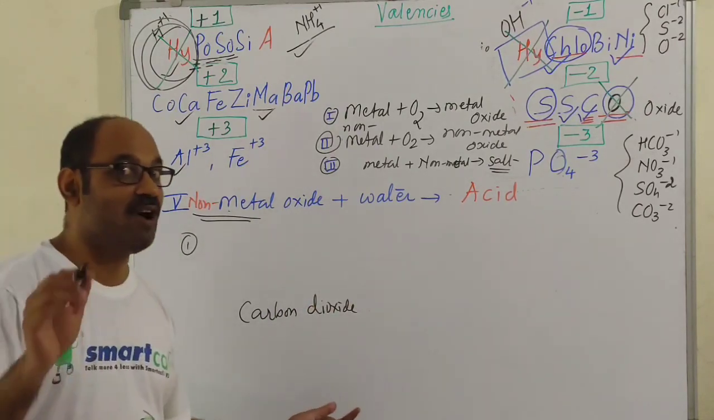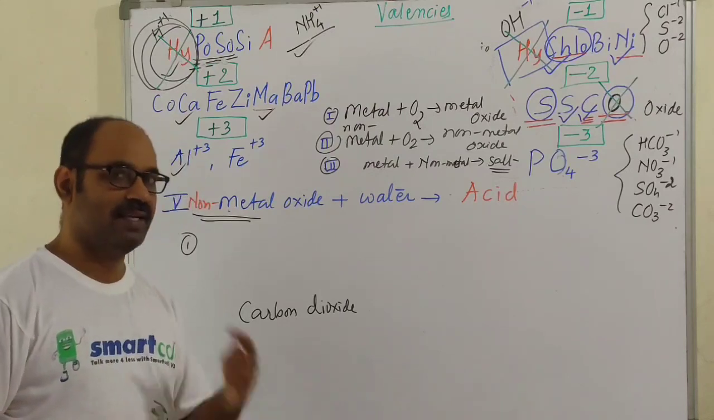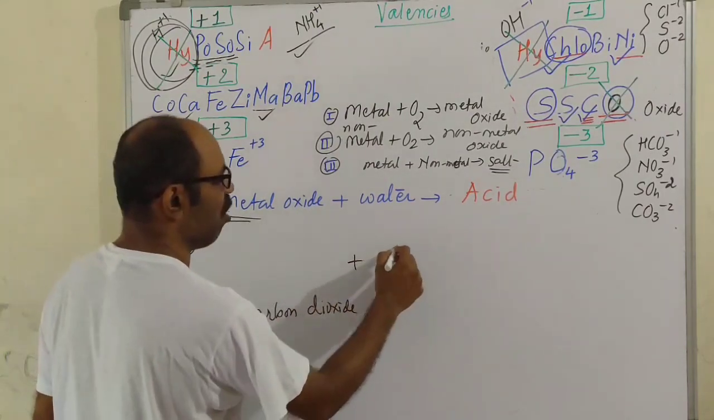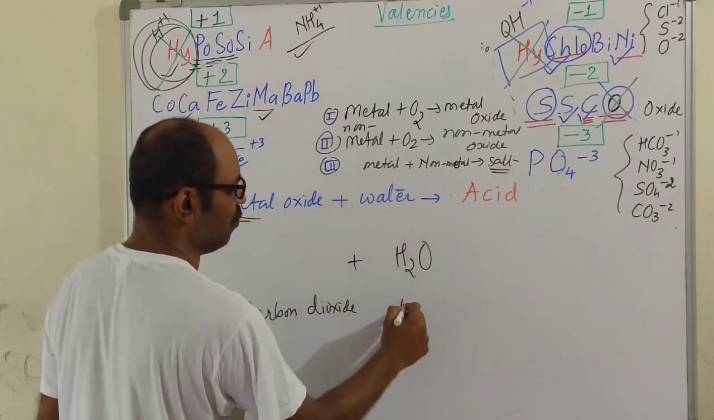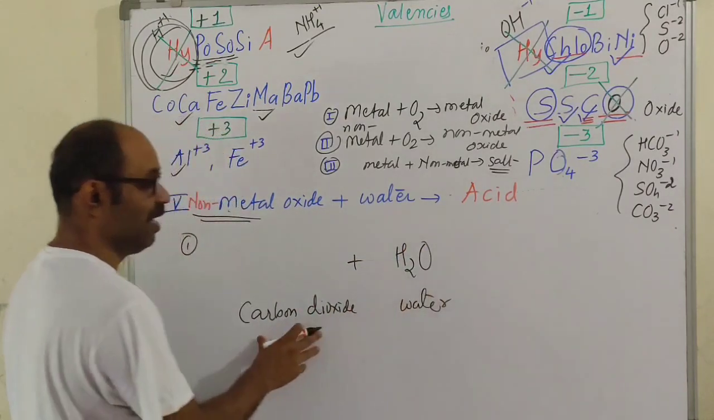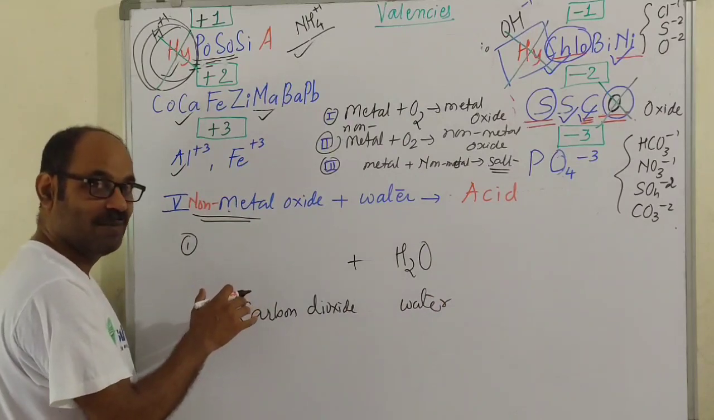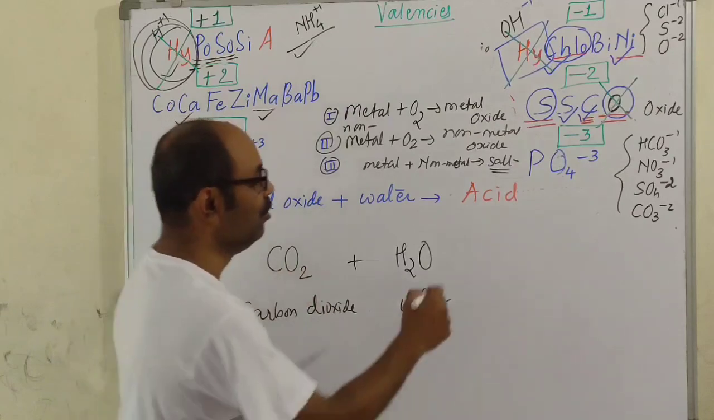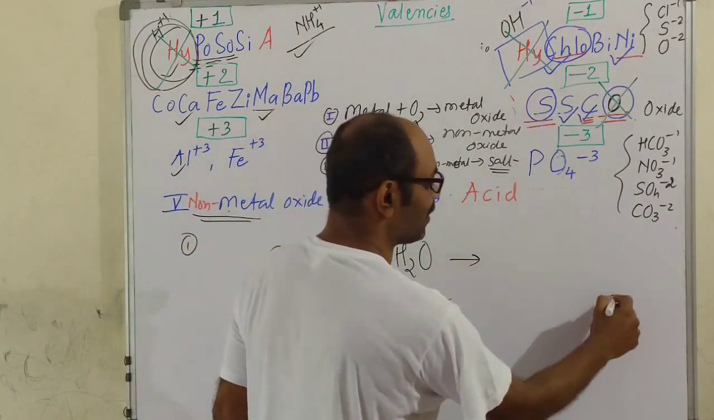But carbon monoxide is not soluble in water. Carbon dioxide is soluble to some extent. So carbon dioxide plus water. Water का फॉर्मूला पता है आपको H2O. और कार्बन डाइऑक्साइड का फॉर्मूला आपको याद रखना होगा, मैंने बोला था, because it is covalent compound. So CO2. You are going to get acid.